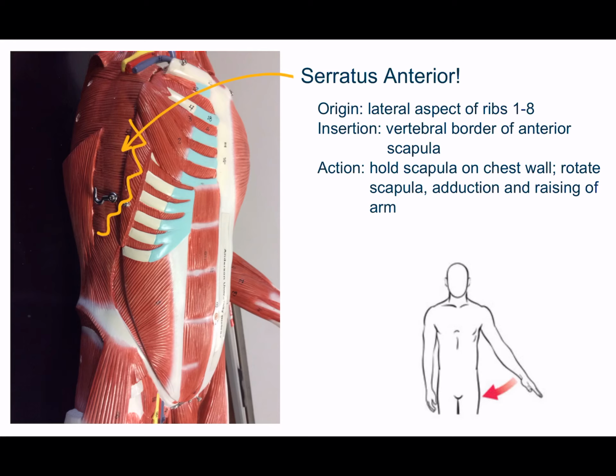Its action is to hold the scapula onto the chest wall, rotate the scapula, and adduct and raise the arm. So, about adduction, it adds into the body. That was probably the easiest one to demonstrate, because holding the scapula on the chest wall isn't a super great motion, but it is there to hold it all in. Rotating the scapula, kind of hard to demonstrate, but you get the point. And adduction and raising of the arm, so it can either pull the arm up like that, or it can add it towards your body.